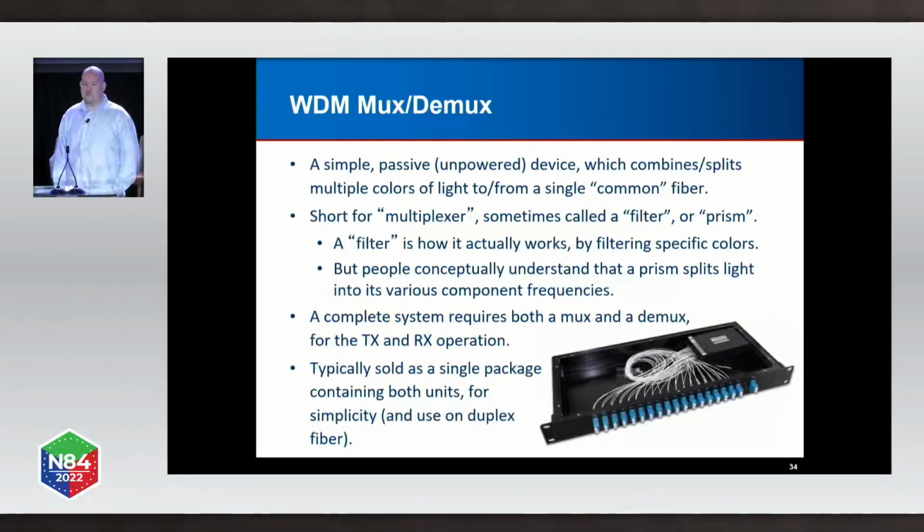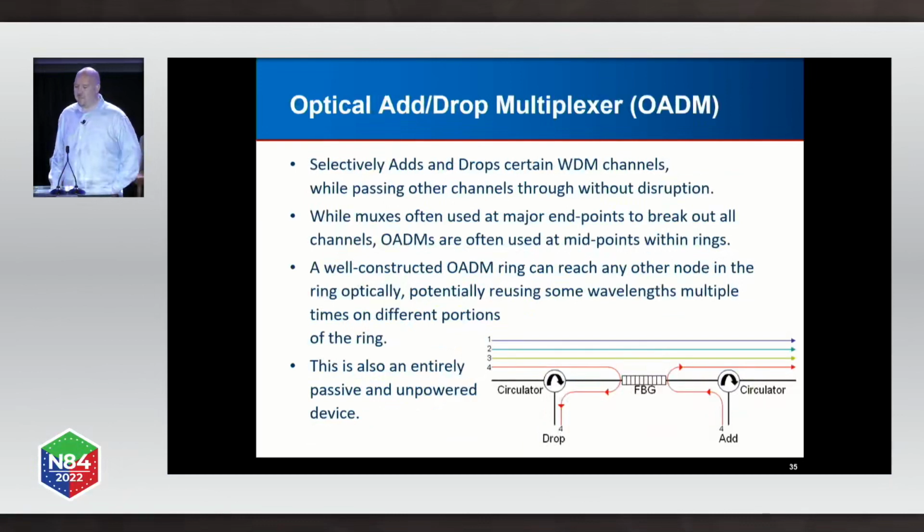But a complete system requires 2 units. You need a mux and a demux for the TX and the RX. And usually you'll see that sold as a package. But like if you crack open one of these little boxes, you'll see that there's 2 individual units. And there's a TX and an RX. And that's how you're doing it.